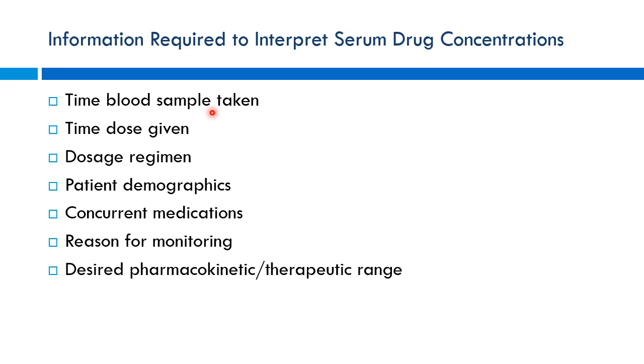Is this a peak level? Is it a trough level? Sometimes it's hard to tell. Do you need to know the time the dose was given? You want to know the dosing regimen, obviously. Sometimes you're the one that set that, but sometimes you're following up on someone else who prescribed it. Patient demographics, obviously, and look at their concurrent medications.